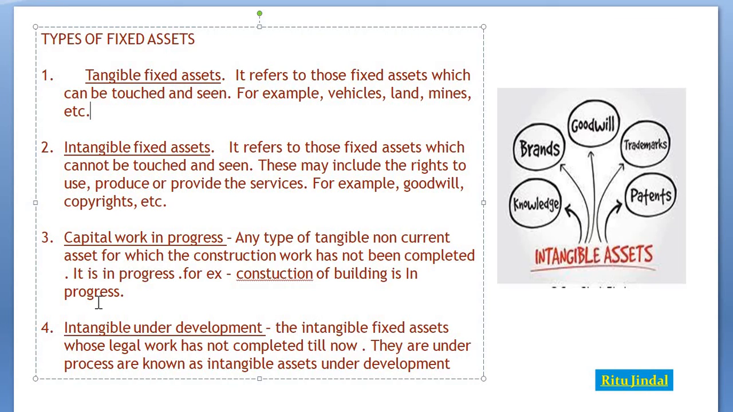So the two expenditures that have been incurred have become your asset. Now the fourth type of fixed asset: intangible asset under development. Tangible asset under development is capital work in progress. Intangible asset under development.